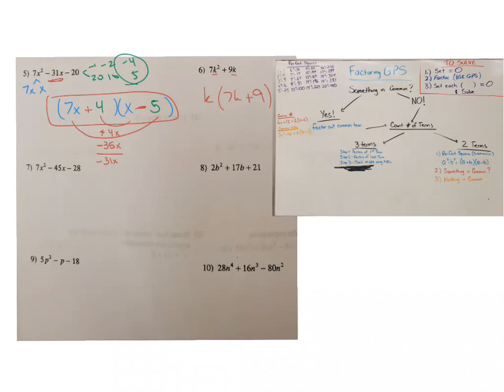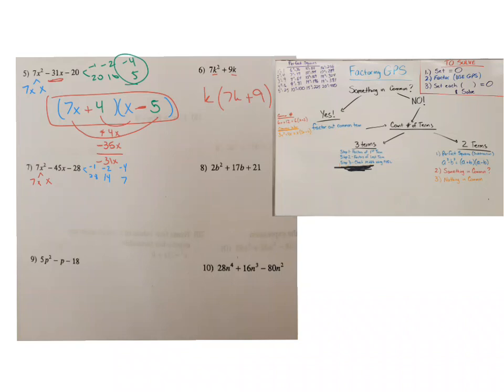So I'm going to have to say, how do I get 7x squared? So I know it's 7x and x. Now how do I get negative 28? I could have negative 1 and 28. I could have negative 2 and 14. I could have negative 4 and 7. So it's one of those 3 options.